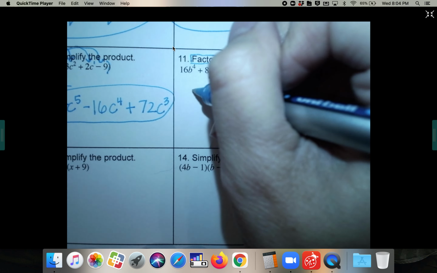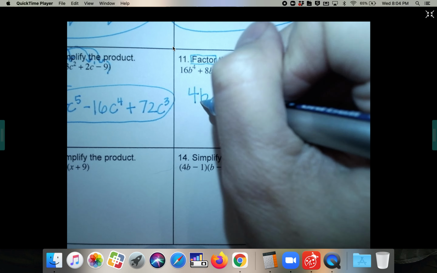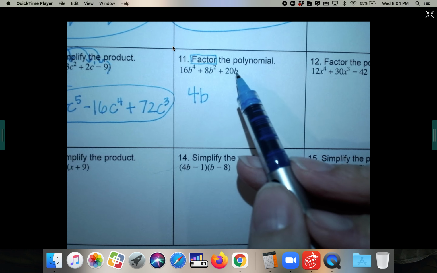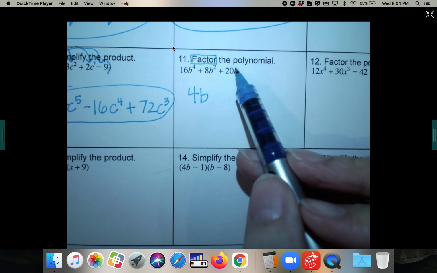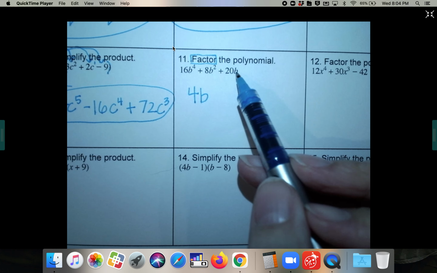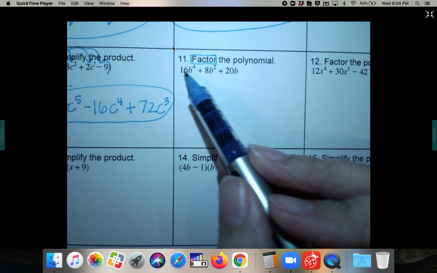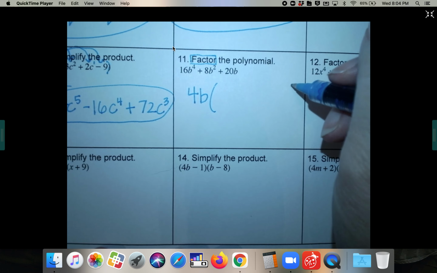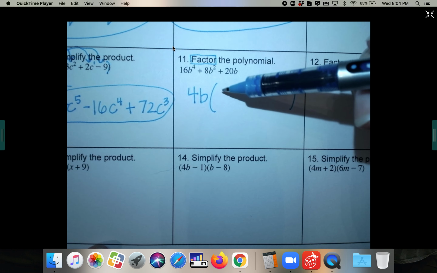So we're going to pull out a 4 and a b, because there's a b on each one. Now, we can only pull out one b, because you can only pull out the most that each one has, and the most that this one has is just a single 1. So the greatest common factor of all three terms is 4 and just a b. So then we're going to put the parentheses, and all you're doing here is reverse distributing.